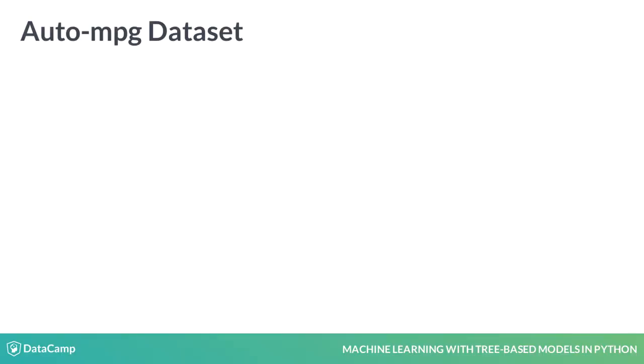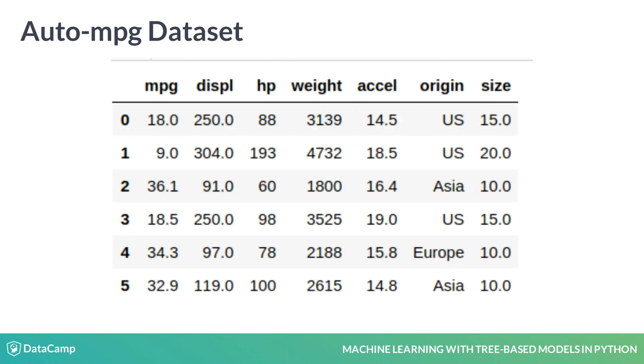Let's motivate our discussion for regression by introducing the automobile miles per gallon dataset from the UCI Machine Learning Repository. This dataset consists of 6 features corresponding to the characteristics of a car and the continuous target variable labeled mpg, which stands for miles per gallon. Our task is to predict the mpg consumption of a car given these 6 features.